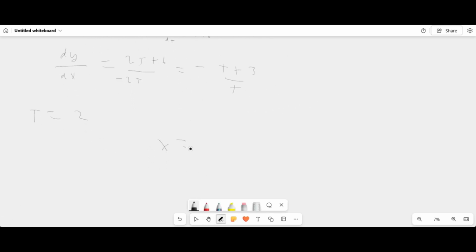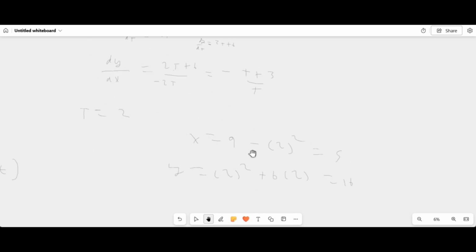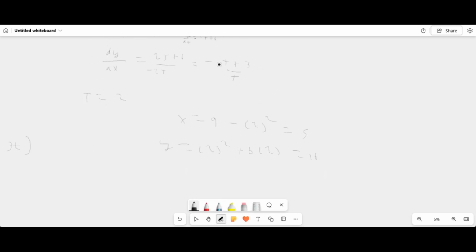So x is going to be equal to 9 minus 2 squared, which is going to be 5. And y is going to be 2 squared, plus 6 times 2, 16. So just put t into these two equations here. And then you want to find the gradient here, which is this. So put t into there.